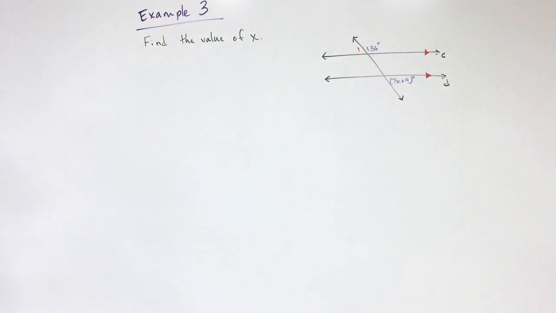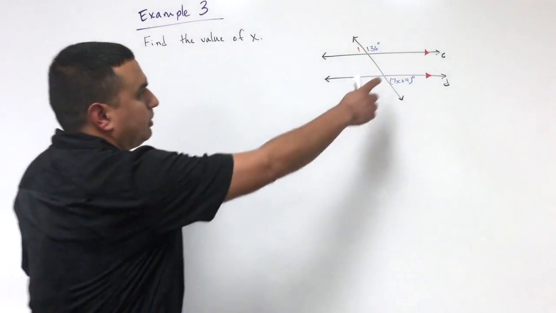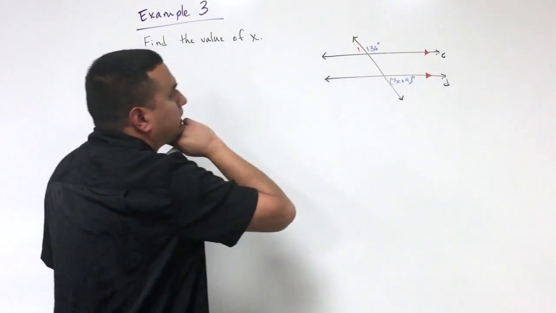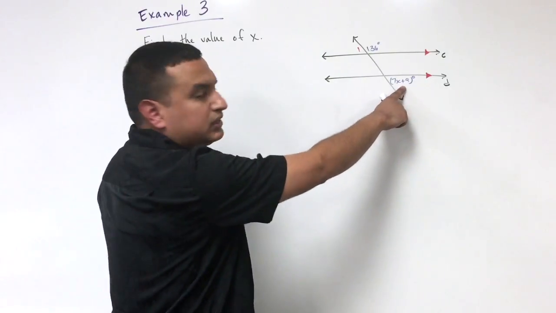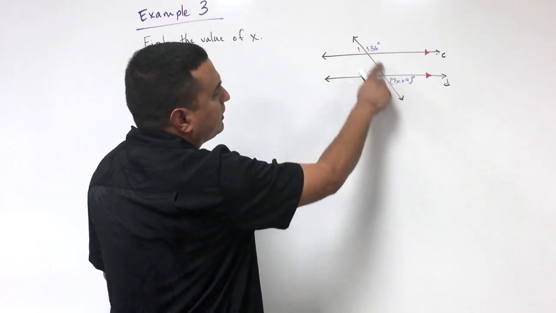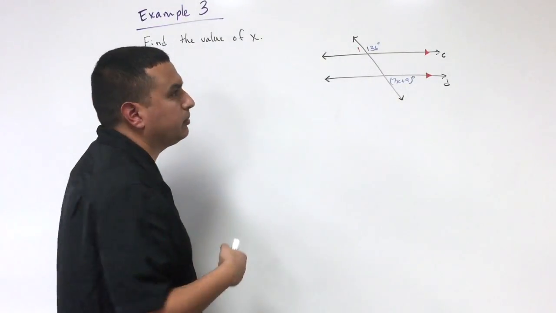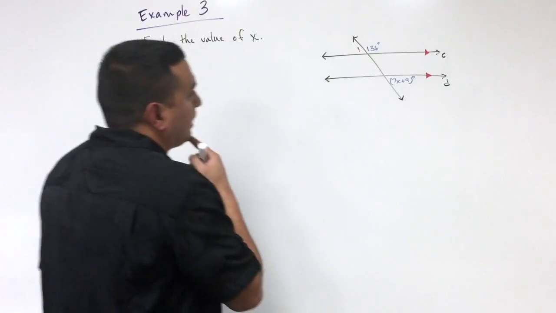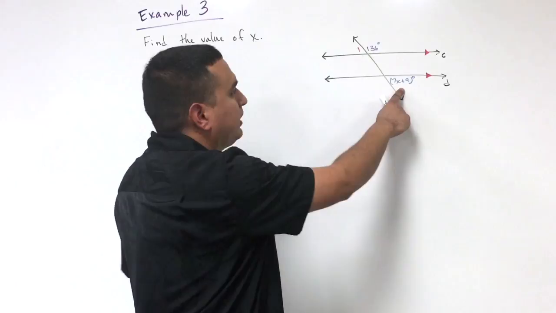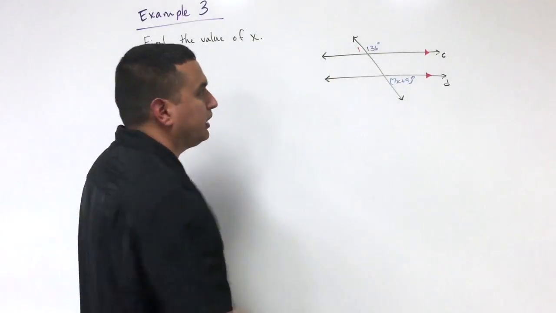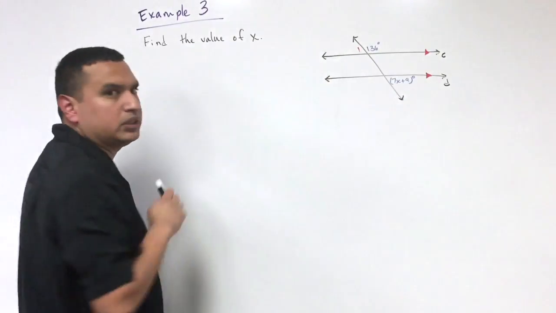Example 3 says find the value of x. For this one, we have to look at what we have. We have two parallel lines, C and D are parallel. I want to get to this 7x plus 9. Looking at the 136 and the 7x plus 9, those are not corresponding, so I can't use my corresponding angles theorem. But I do have this angle 1, and I know angle 1 and the 7x plus 9 are alternate exterior, and alternate exterior angles are congruent. But I don't know angle 1 yet.